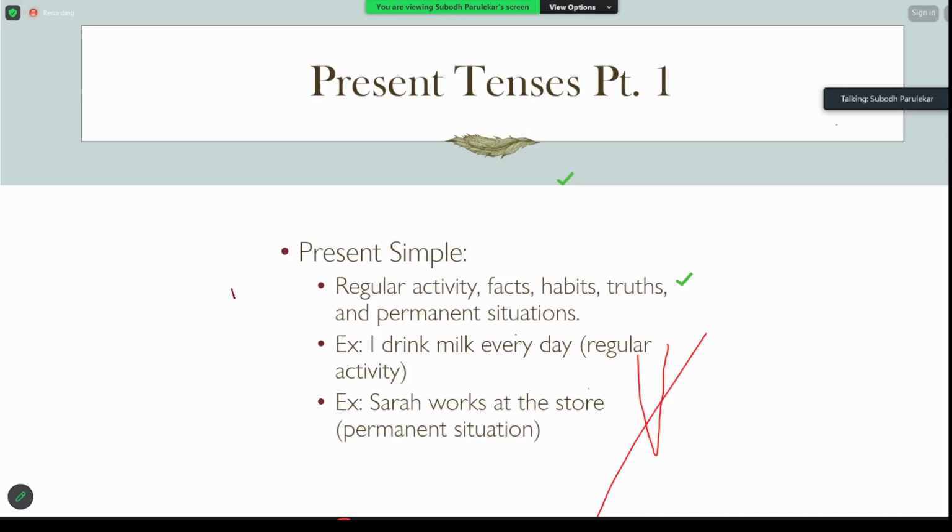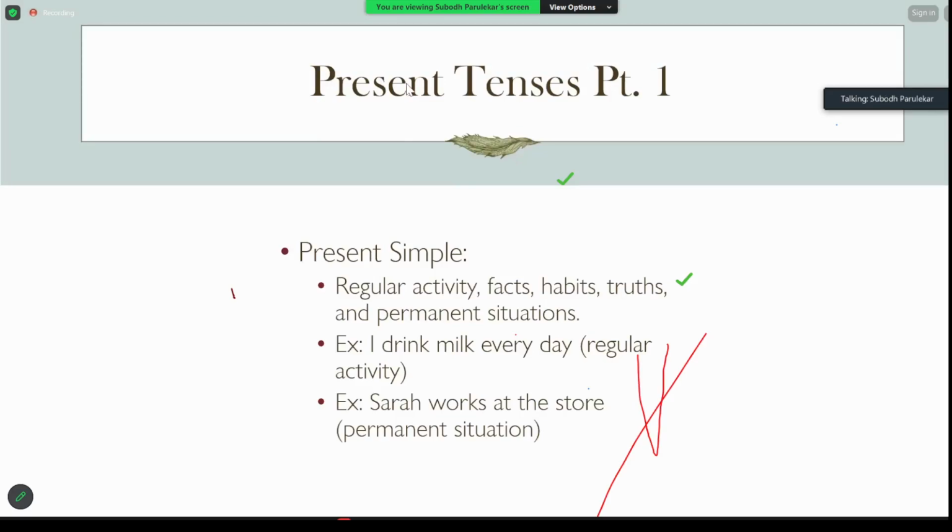If it was something that was irregular, so if maybe I had a special juice like mango juice, I would say I drank mango juice today, making it a different tense. Here in present simple, we're talking about regular activities, facts, habits, truths, and permanent situations. So here we say I drink milk every day. Milk is good for you, but I'm not doing a great job at drinking it every day.